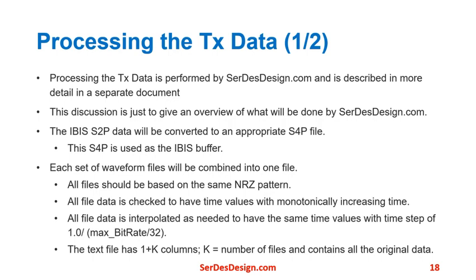This S4P file is used as the IBIS buffer. Each set of waveform files are combined into one file. All files should use the same NRZ pattern. All file data is checked to have the same time values with monotonically increasing time. All file data is interpolated as needed to have the same time values with time step of 1 over the maximum bit rate divided by 32. There will be 1 plus K columns in the combined file, where K equals the number of files, and contains all the original data.